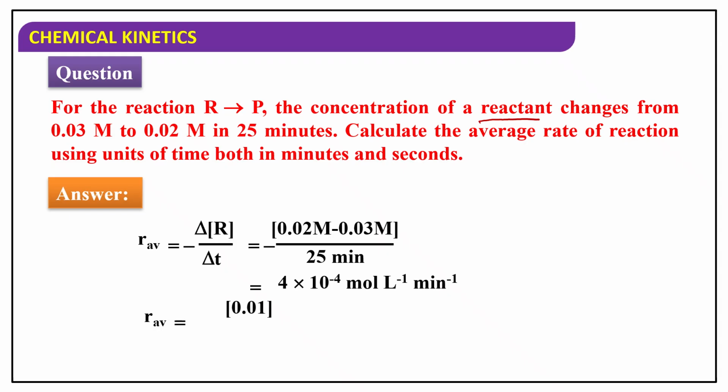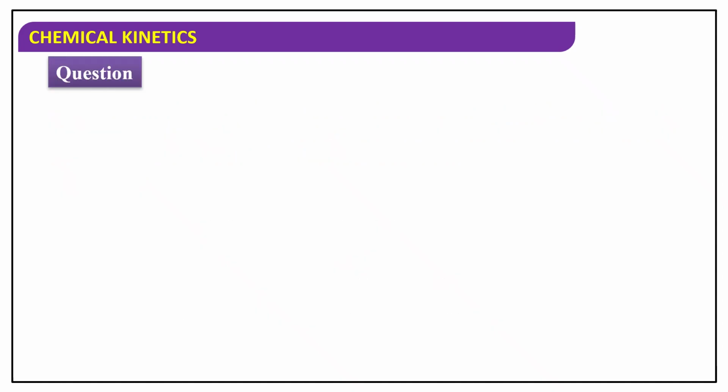If we want to convert it into second, then we have to convert this minute into second by multiplying by 60. So the answer will be 0.01 divided by 25 into 60. That will be equal to 6.67 into 10 raised to minus 6 mole per liter per second.